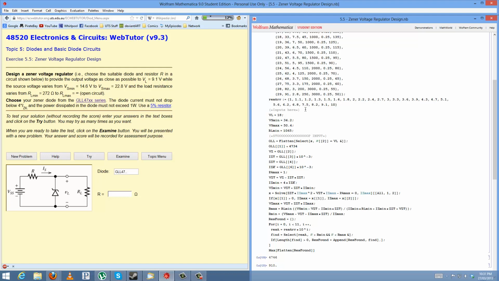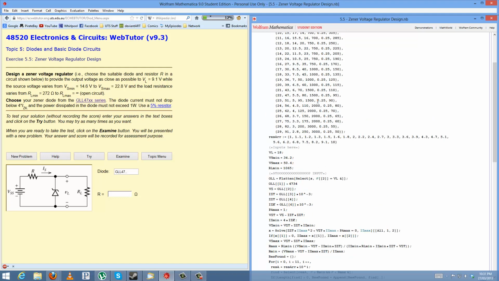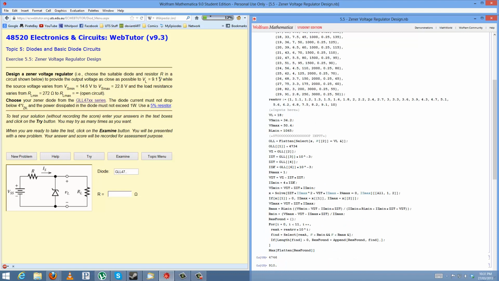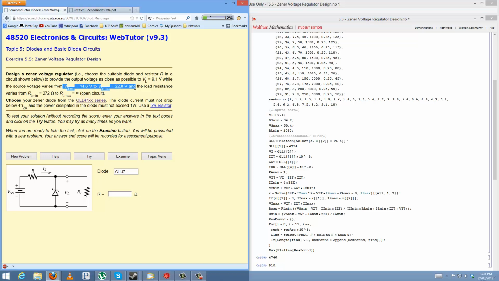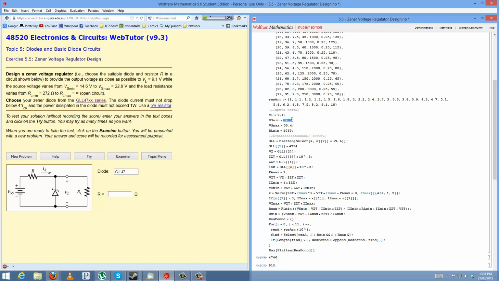So basically this is fairly easy. I've made it extremely simple for you. All you need to do is look at your VL 9.1, copy that into here, 9.1, your VS min, VS max over here, 14.6 and 22.8, and your RL min 272, and literally that's it.